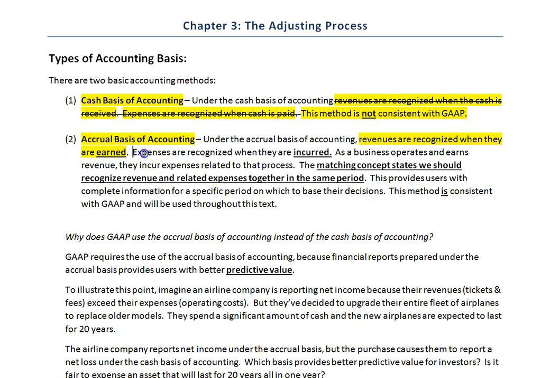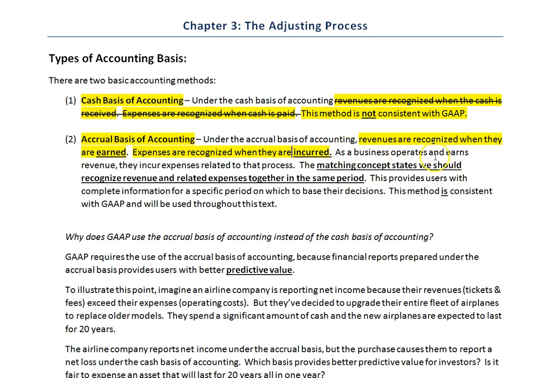Expenses are recognized when they're incurred. Again, not when they're paid. So if we're running a factory and we have electricity, it's an expense in the period that we consume the electricity. It's not an expense in the next month when we pay the bill. So expenses are expenses when we incur them. When we use up a resource, it's an expense. And it's an expense when we use up the resource, not when we pay the bill for that resource.